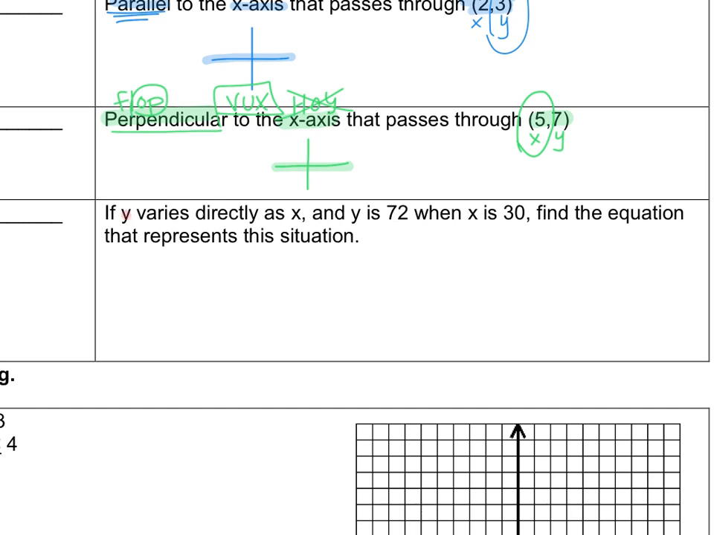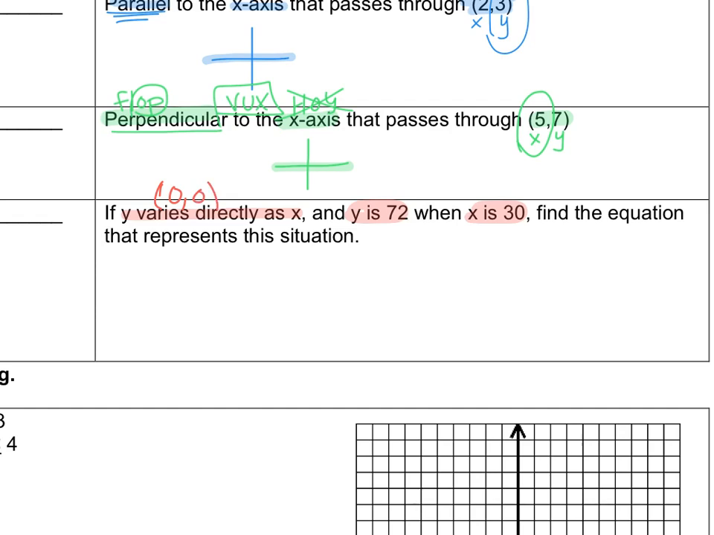Y varies directly with x. Y is 72, x is 30. Find the equation that represents the situation. Okay, y varies directly with x should automatically tell you that this is proportional and it goes through 0, 0.